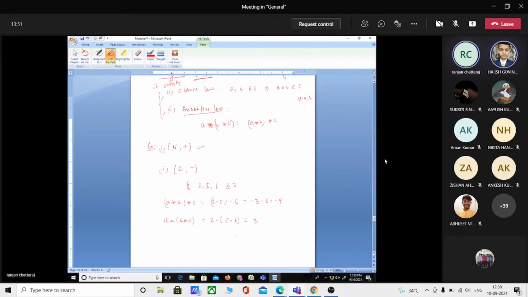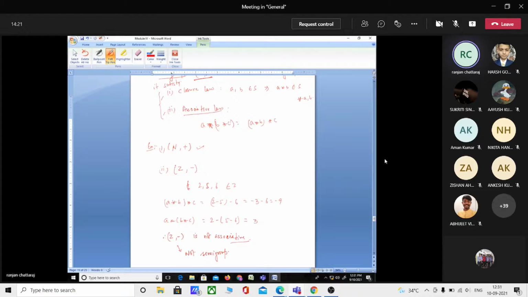Yes, sir. Okay, then you may write that (Z, minus) is not associative, because A, B and C belong to Z. But if you take plus, then it will be associative, and the closure property holds. So it is not a semigroup. Are you comfortable with this? Yes or no? Or shall I write it that way? Yes, sir. Okay.